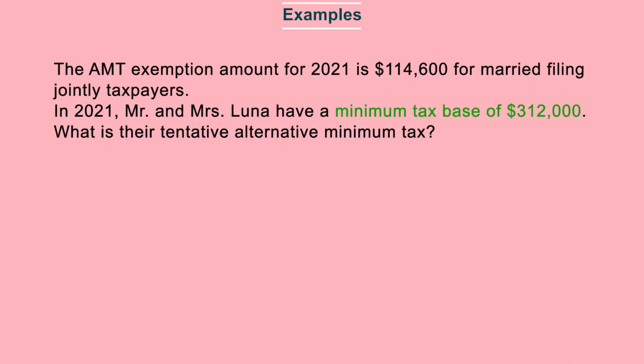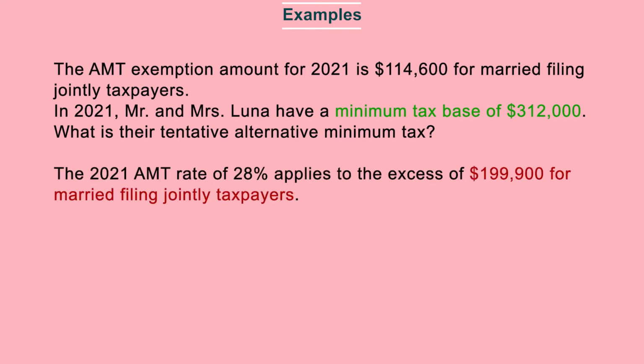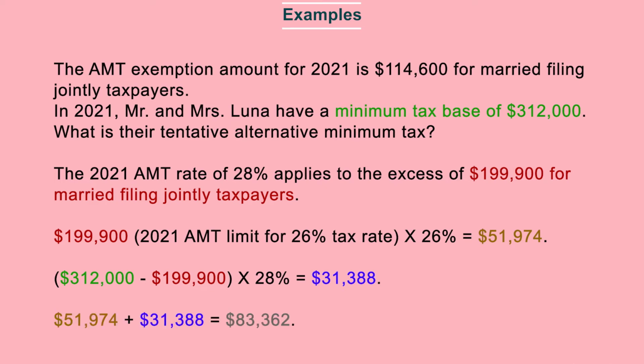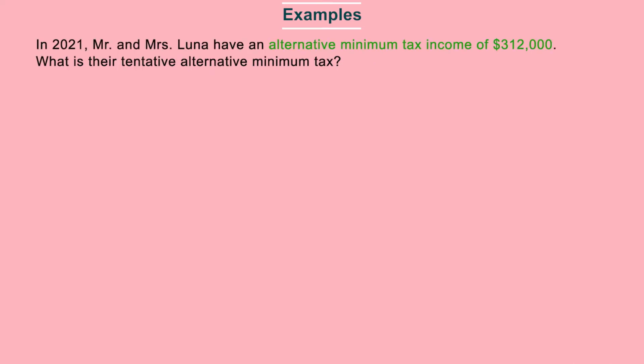The AMT exemption amount for 2021 is $114,600 for a married filing jointly taxpayer. In 2021, Mr. and Mrs. Luna have a minimum tax base of $312,000. What is their tentative alternative minimum tax? The 2021 AMT rate of 28% applies to the excess of $199,900 for a married filing jointly taxpayer. $199,900, the 2021 AMT limit for the 26% tax rate, times 26% equals $51,974. $312,000 minus $199,900 times 28% equals $31,388. $51,974 plus $31,388 equals $83,362.